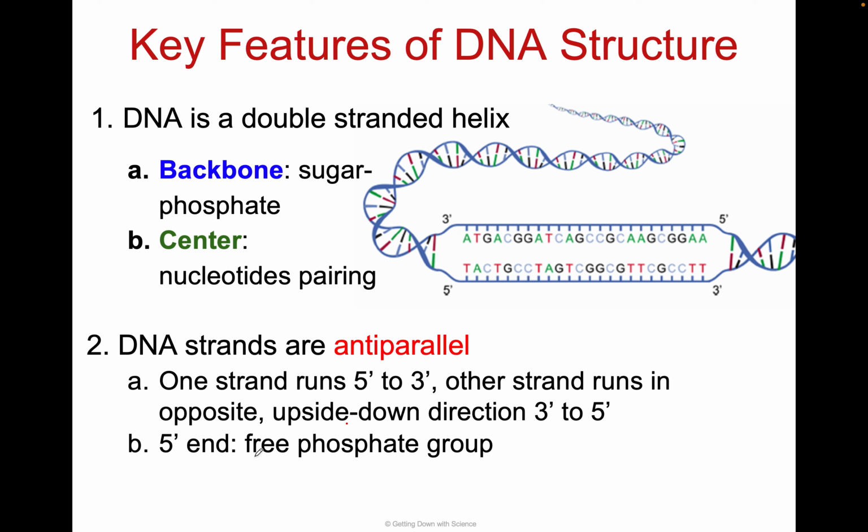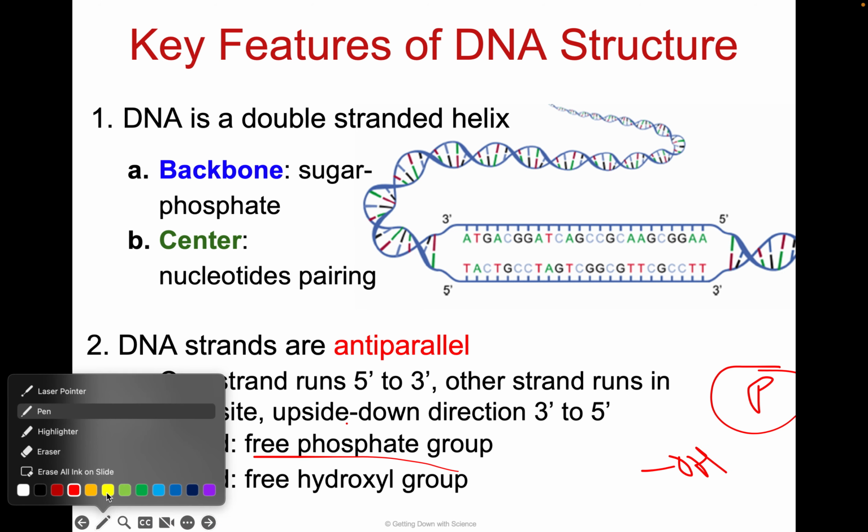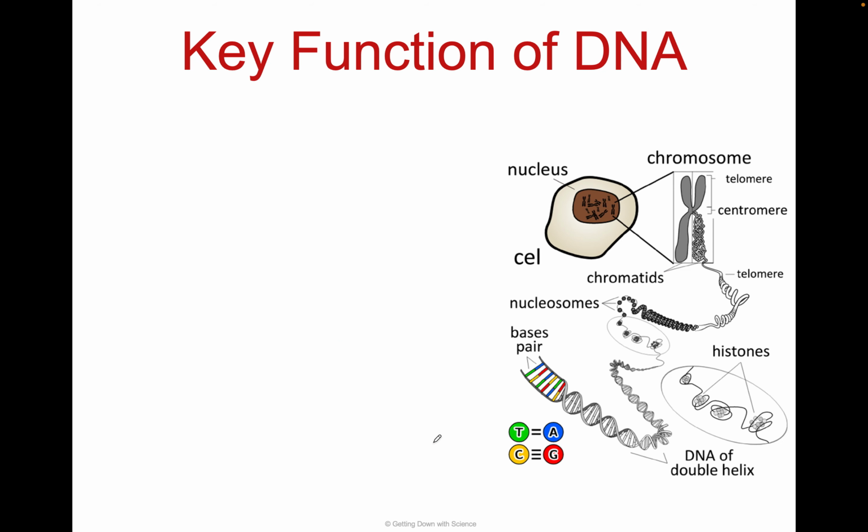In your 5' end, there's a phosphate group. Remember those phosphate groups that we see hanging off of things? That's in your 5' end, and your 3' end has a hydroxyl group. That's your OH. Oh yeah, you're not getting rid of Unit 1. We still need to do our functional groups. Right, so anti-parallel. Some key functions of DNA.